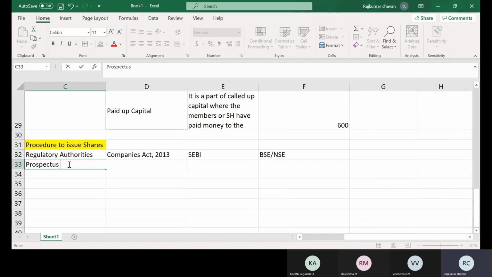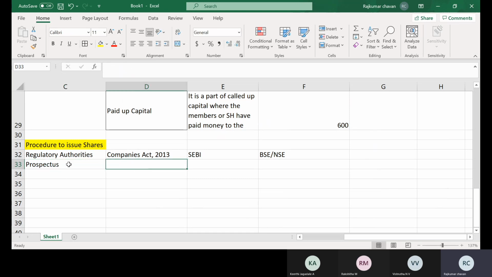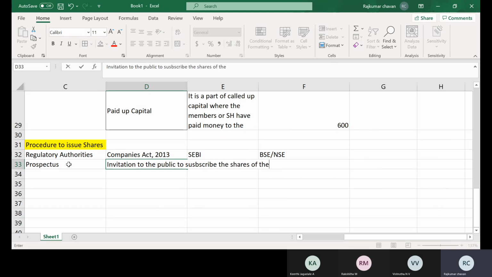Simple meaning is what? They should have the prospectus. They should design the prospectus. So prospectus is one kind of invitation to the public to subscribe the shares of the company.